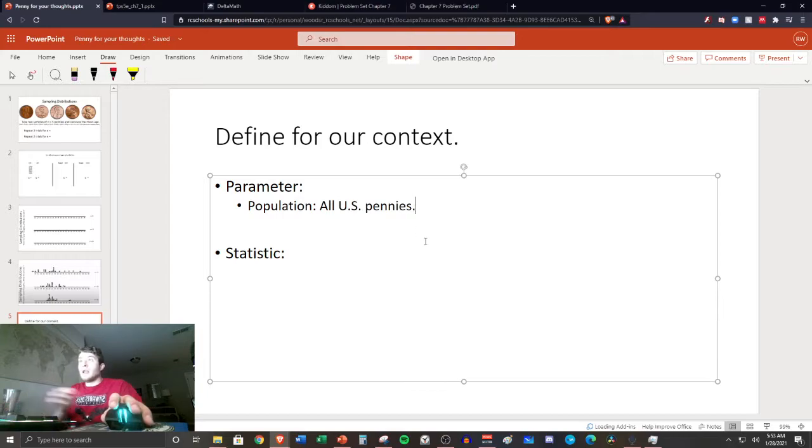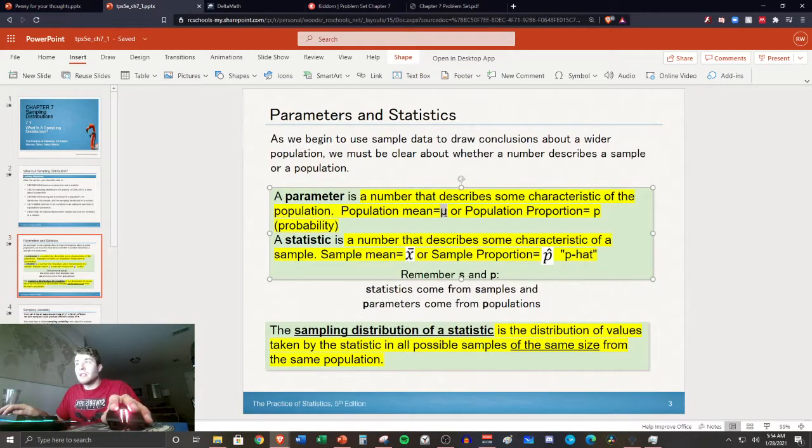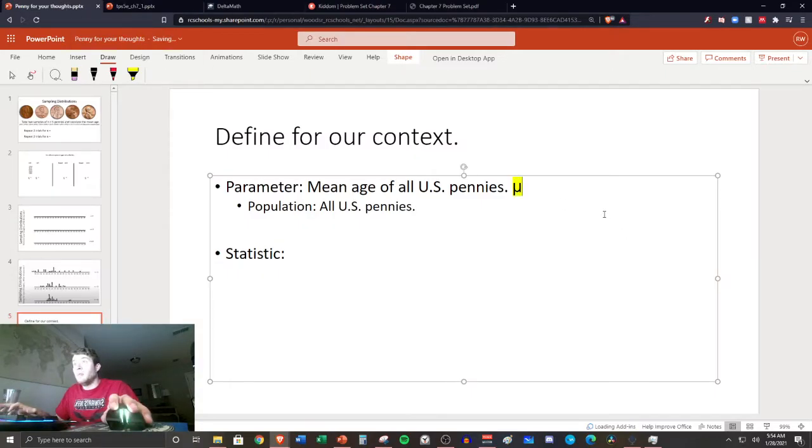Okay. So the parameter is the value that describes this population. What did we want to know about it? Well, we wanted to know the mean age of all US pennies. That's what we wanted to know. And so for mean age as a parameter, what symbol are we going to use for this? Well, which one do we have? It's going to be this one here. Mu, okay? That's what we found. So there's how we find our parameter.